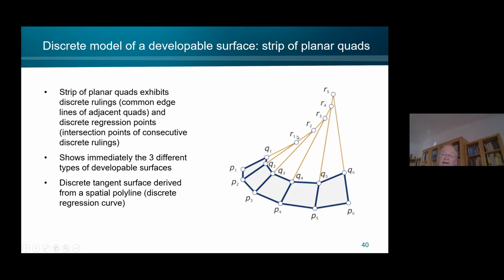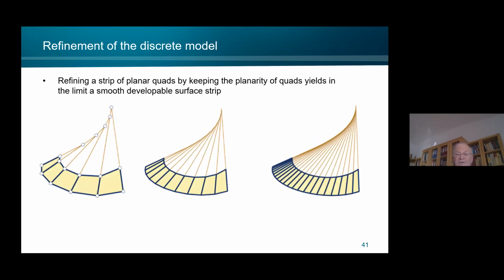And you also see it can of course happen that all these points are the same, which is a discrete cone, or this point is at infinity. In other words, all these lines are parallel, and then we do have a cylinder. So we see also from this discrete model immediately the three different types of developable surfaces.